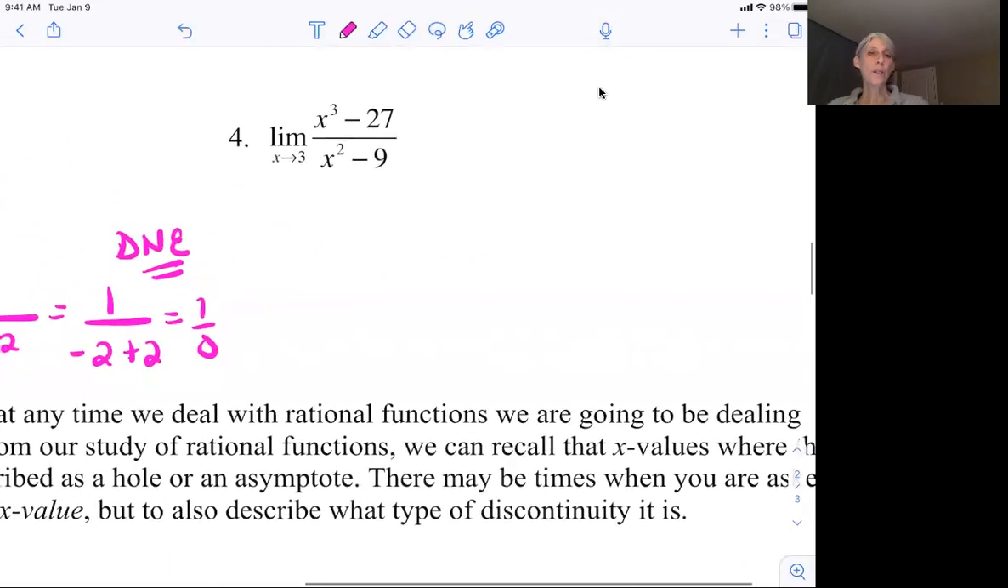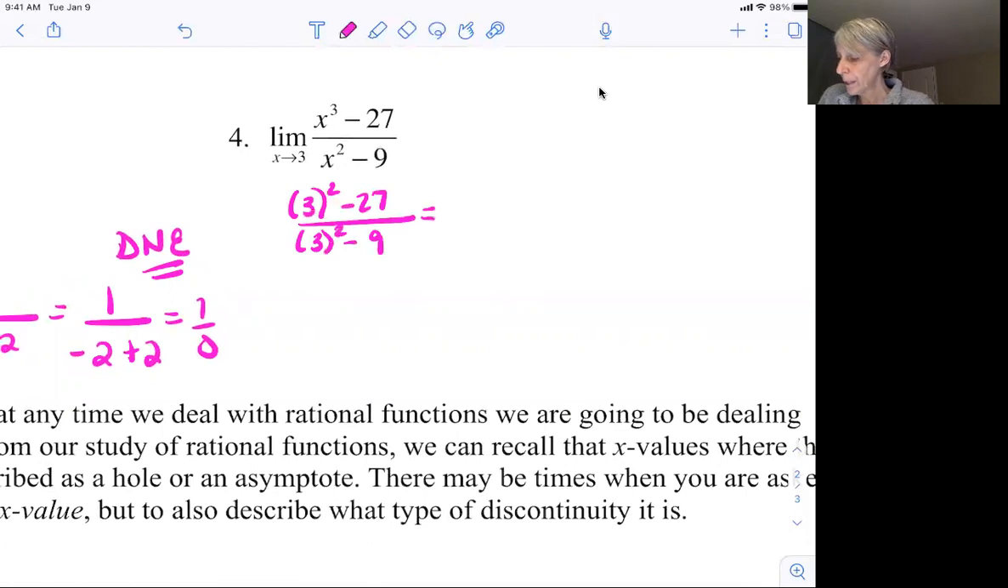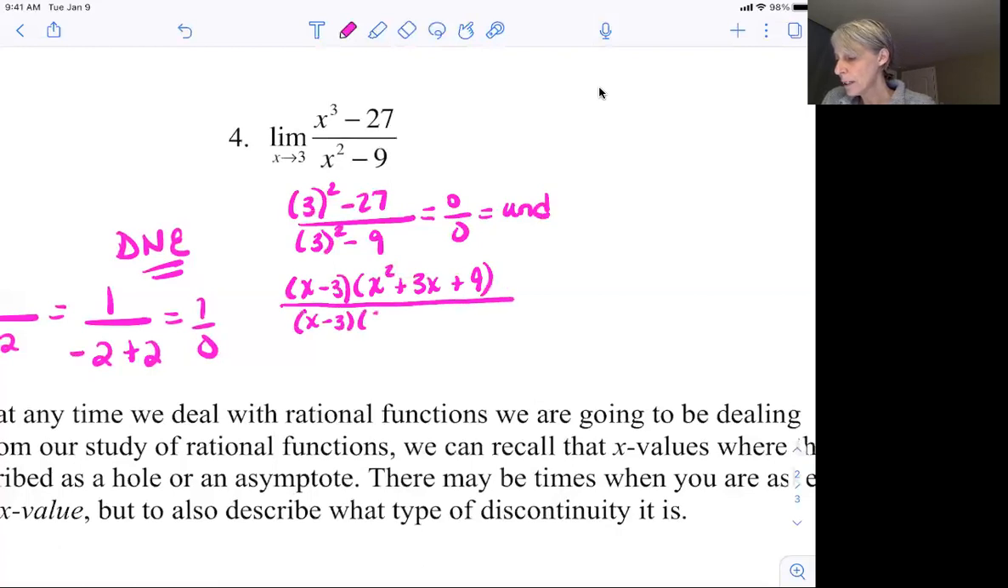In example 4, the limit as x approaches 3 of x cubed minus 27 over x squared minus 9. When I first plug in, I get 0 over 0, which means my function value is undefined. So I get to factor and try again. x minus 3 times x squared plus 3x plus 9, over x minus 3 times x plus 3. The x minus 3 factors cancel.